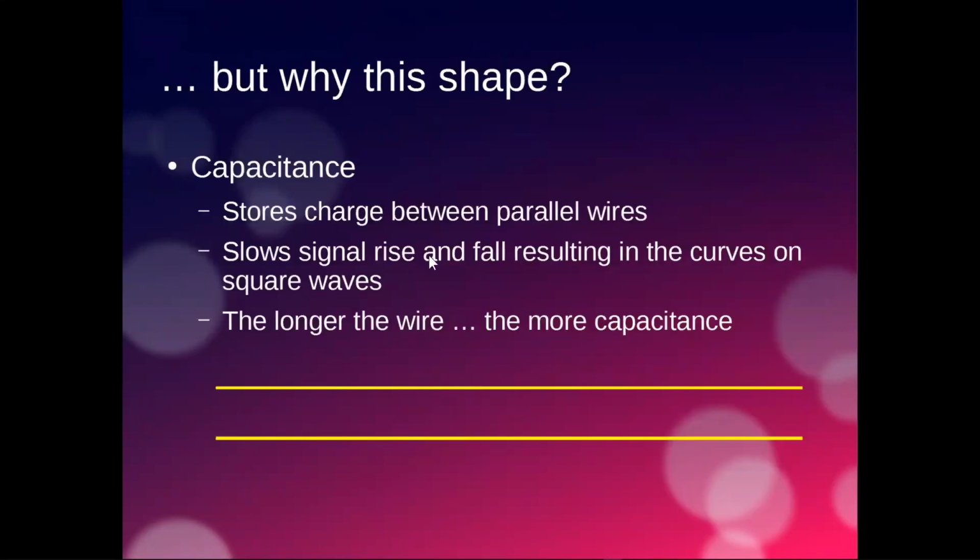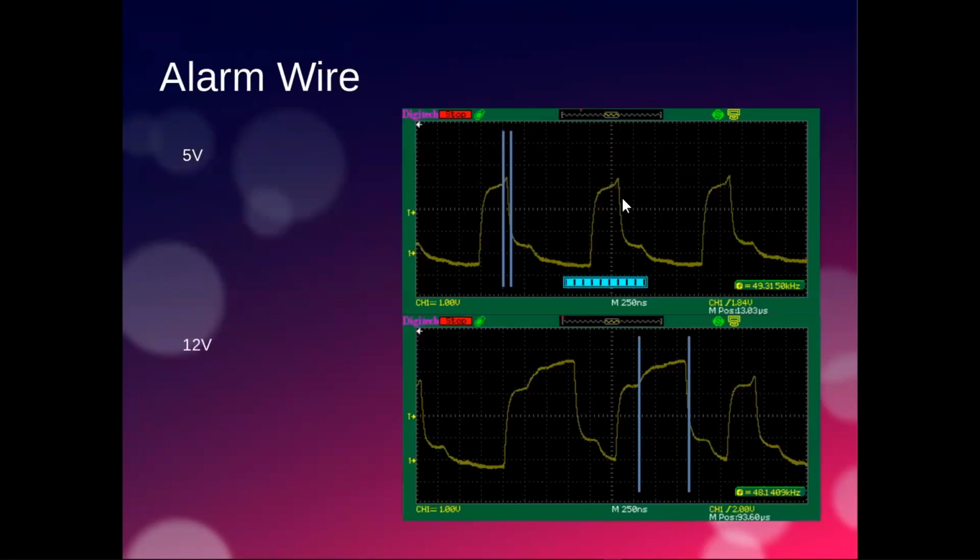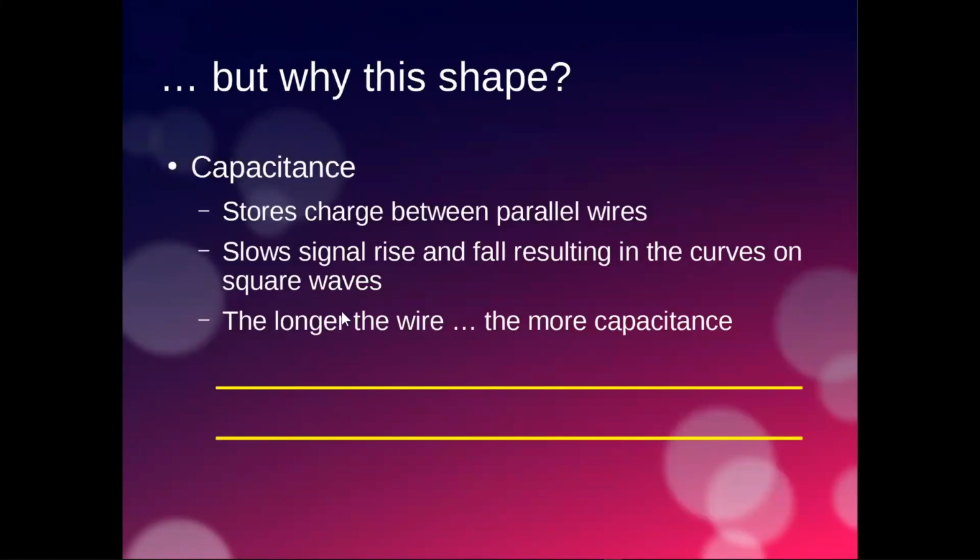Okay, so it slows the rise, and it also slows the fall, right? And one of the reasons why it slows the fall is because when the voltage falls suddenly, that charge that existed between the wires starts to get returned back into the wire, and so you get this sort of slowing down as well. So capacitance is a big factor, but not the only factor. The longer the wire, the more capacitance is always true.